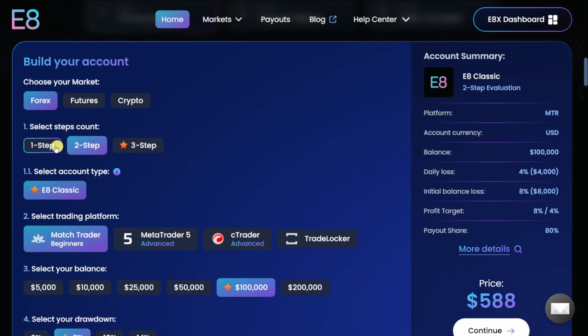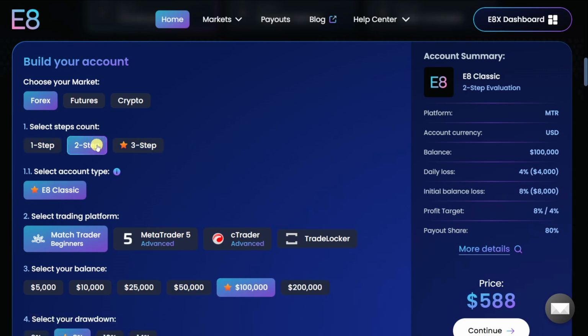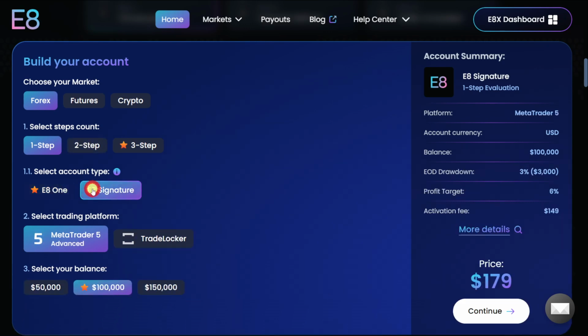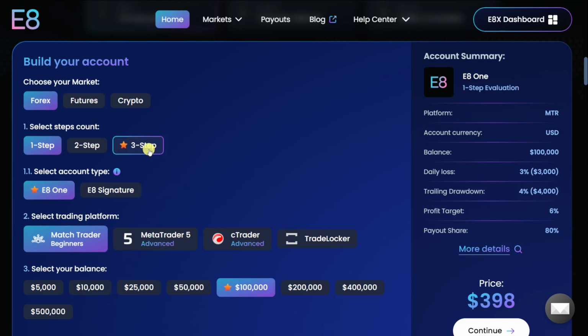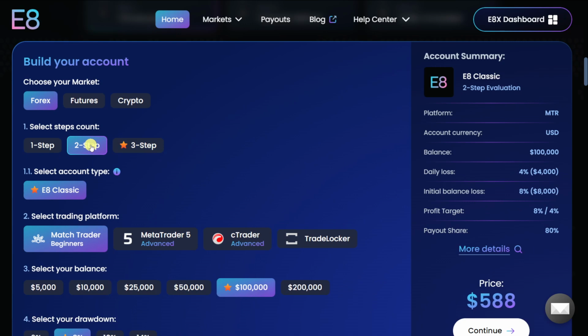Then you're gonna have a two-step here. As you can see, there are changes and also the price changes. So with the two-step, you have an increase of daily loss, and also an increase of the initial balance loss. But it also depends on what balance you're choosing. Let's say I'm going with 50k, and then the data is going to change, right? So that's something you have to be aware of.